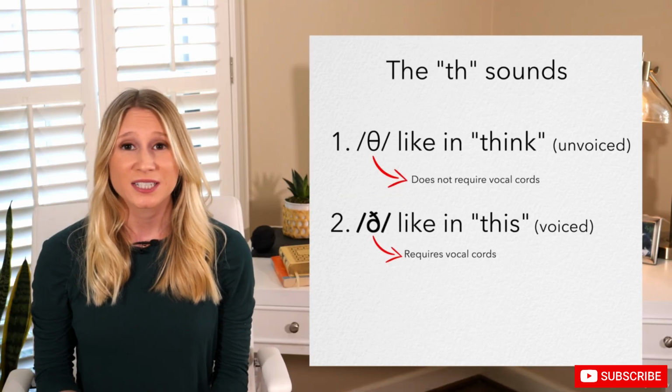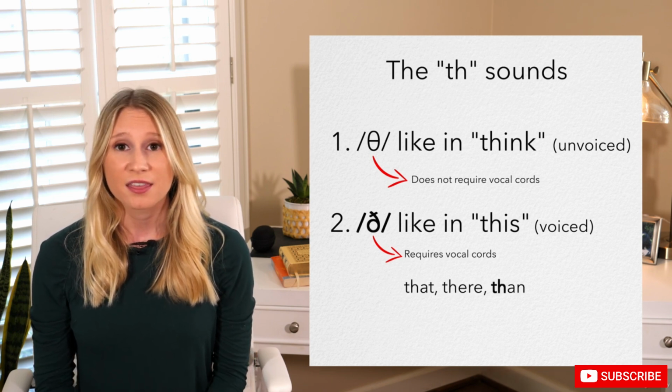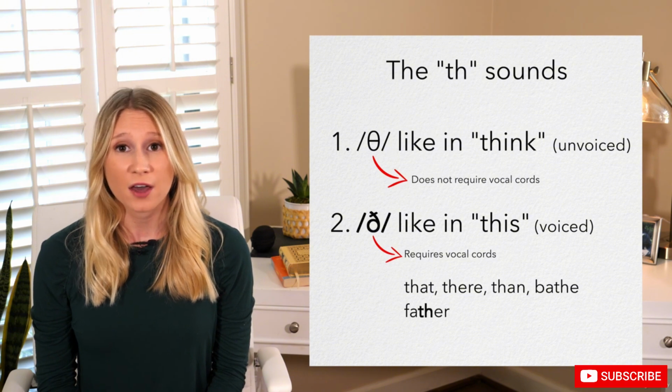Now let's move on to the voiced TH, like in the words this, that, there, than, bathe, father, and mother. Like I said, your mouth position is going to stay exactly the same for this TH sound as it did for the last TH sound. The only difference is you're going to hold your hand on your throat and your vocal cords should vibrate during this one. So stick out your tongue between your teeth, blow out air, and engage your vocal cords.